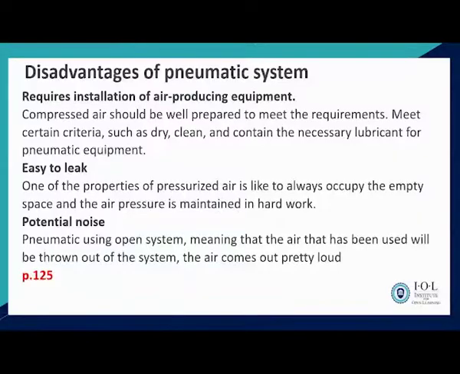Then we've got the disadvantages of the pneumatic system. Compressed air should be well prepared to meet requirements such as being dry, clean and containing the necessary lubricant for pneumatic equipment. It is also easy to leak. The moment we have a small hole, the air will leak and the equipment will not work. Pneumatics uses an open system, meaning that the air that has been used will be thrown out of the system. The air comes out pretty loud, so we are looking at potential noise.